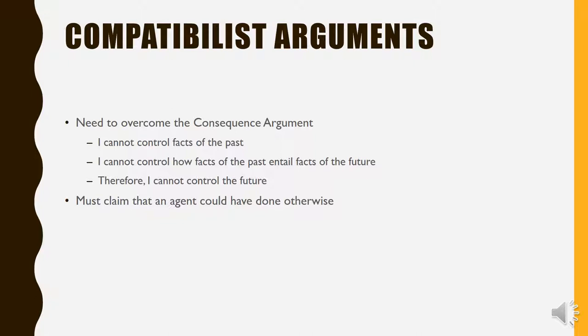The compatibilist is going to have to claim that even though I cannot control facts of the past, and I cannot control how the past affects the present or the future, I can still control the present and the future. And so how is it that a compatibilist can make this jump that the determinists don't seem to make?